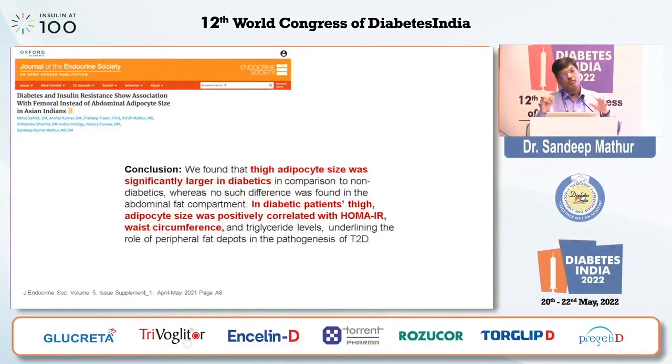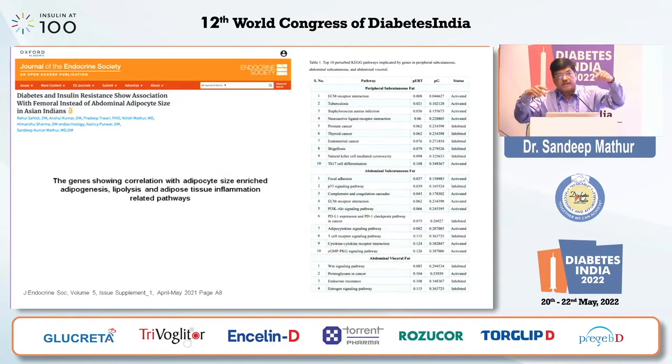So, we measure HOMA-IR and waist circumference. This is the reflection of adipocyte size in your thigh fat, not in visceral and subcutaneous abdominal fat. And I am replicating this.